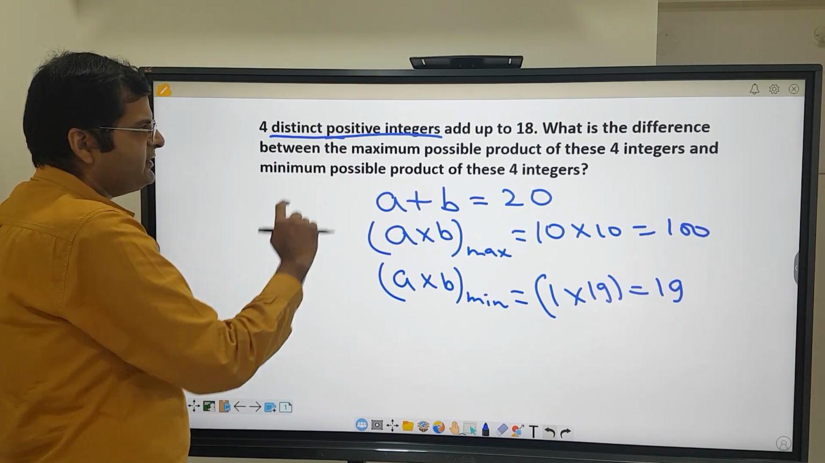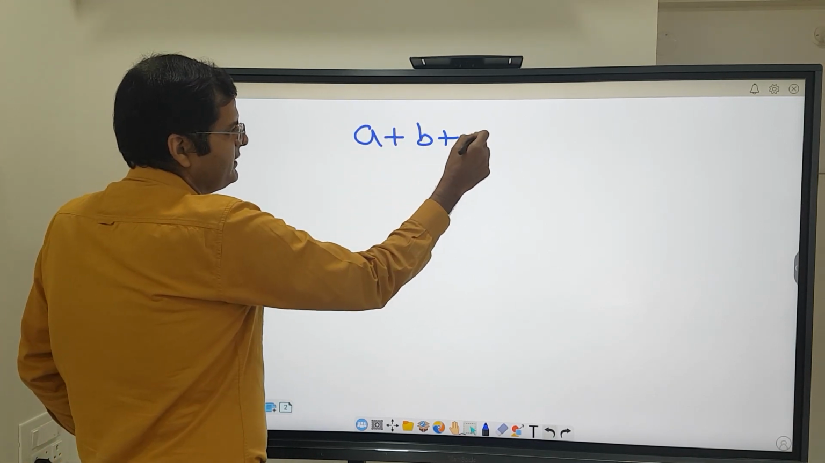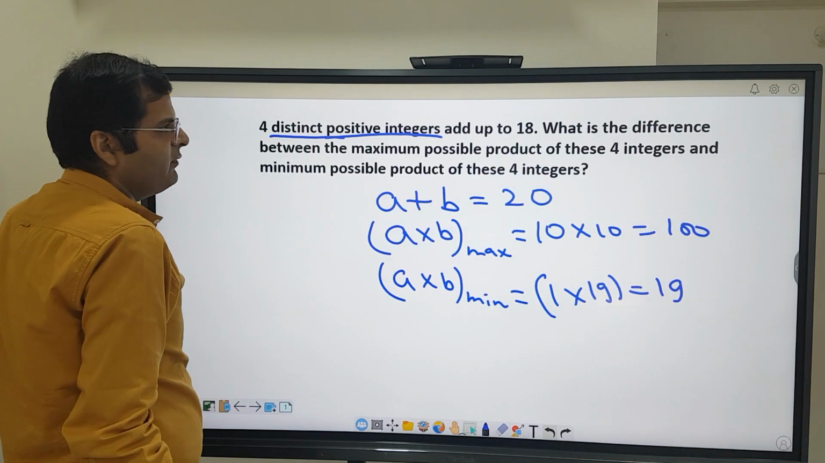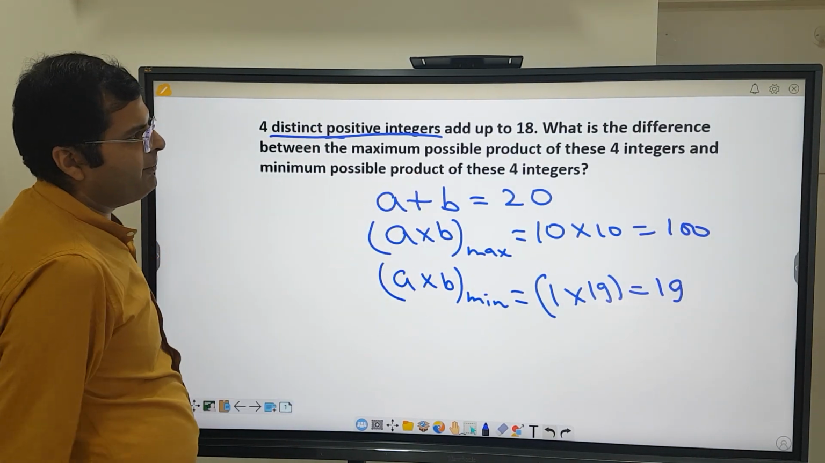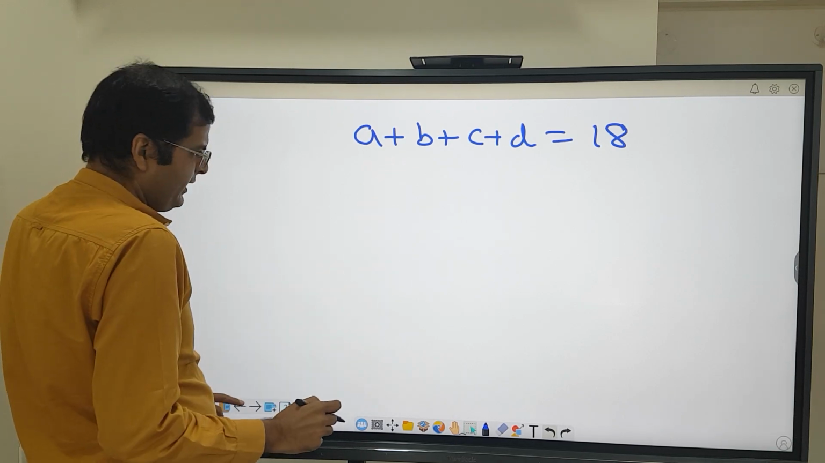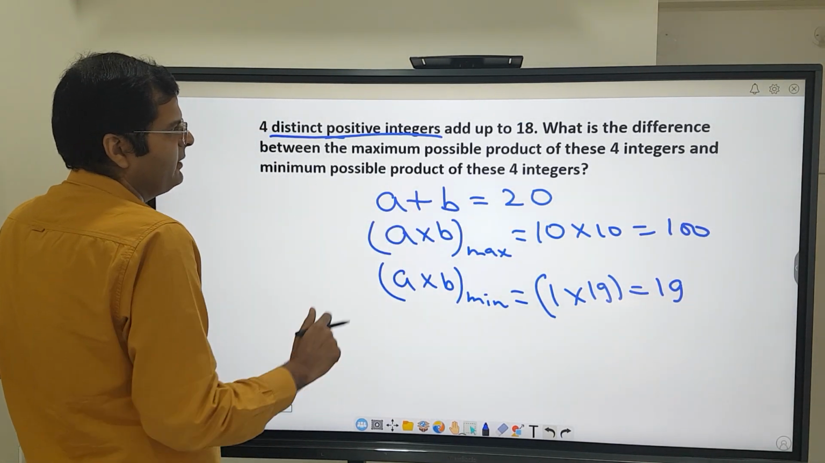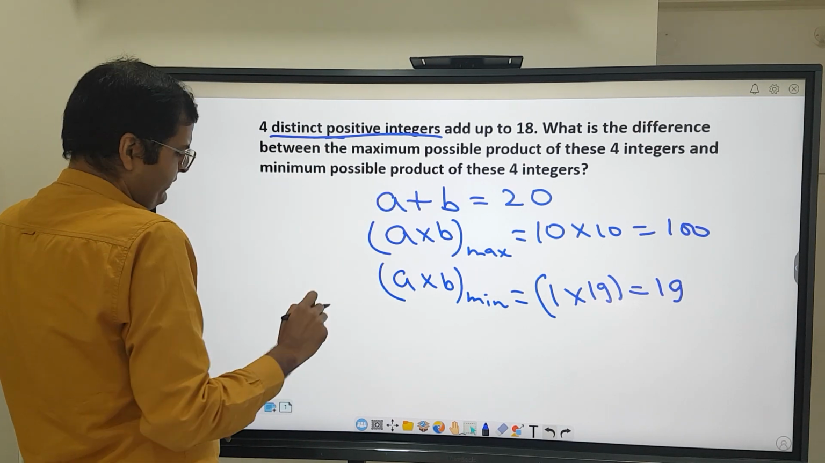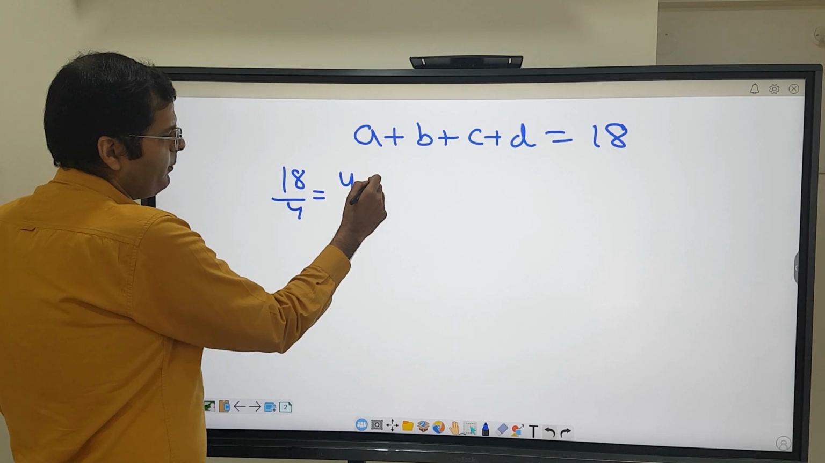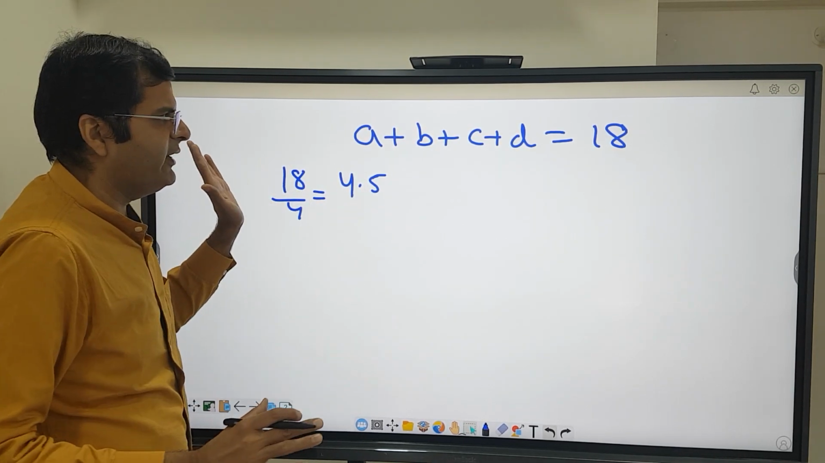Now it says 4 distinct integers add up to 18. So let those 4 integers be a, b, c, d. They add up to 18. We have to find the difference between the maximum possible product and the minimum possible product. First of all, as we learned, the maximum product happens when all of them are as close as possible. Now these are 4 distinct positive integers. If I do 18 upon 4, I will get 4.5. So all of them have to be integers closest to 4.5.